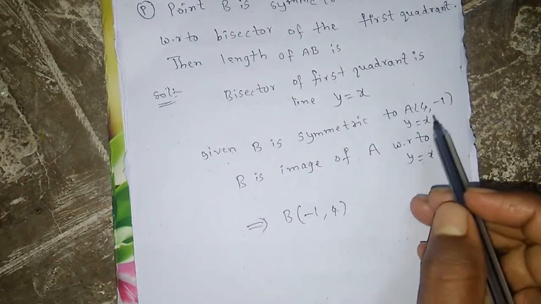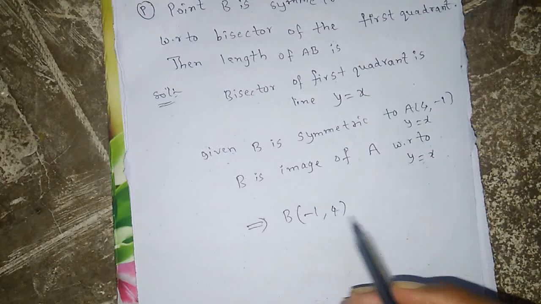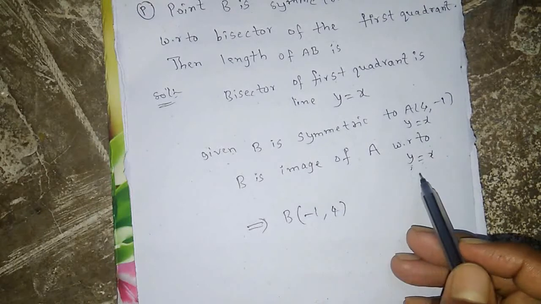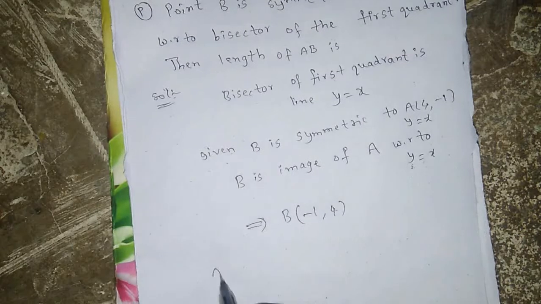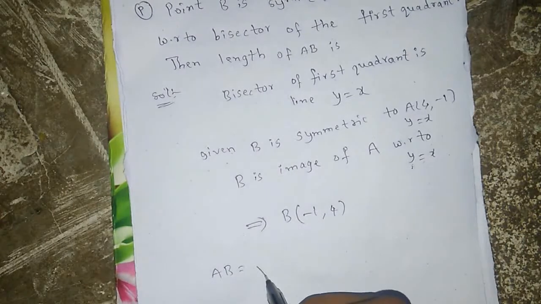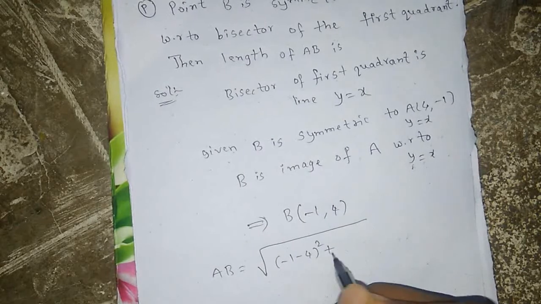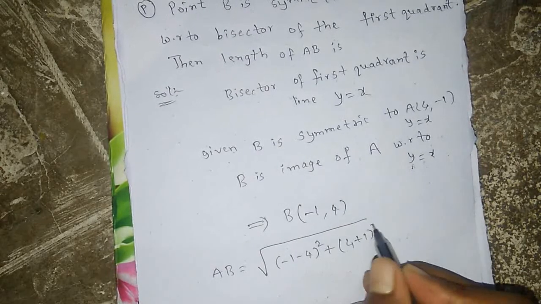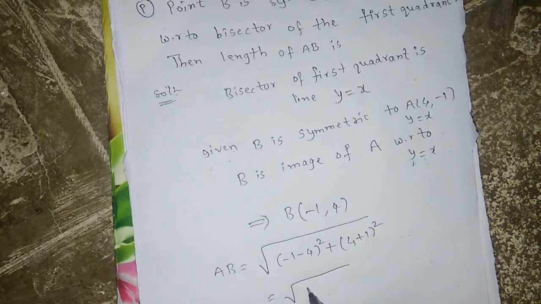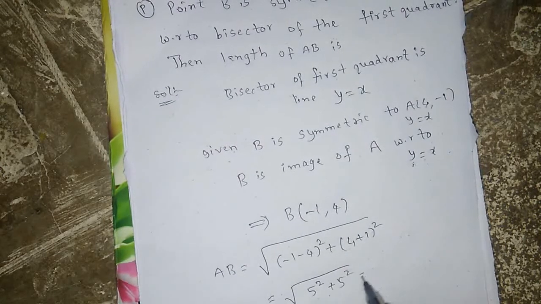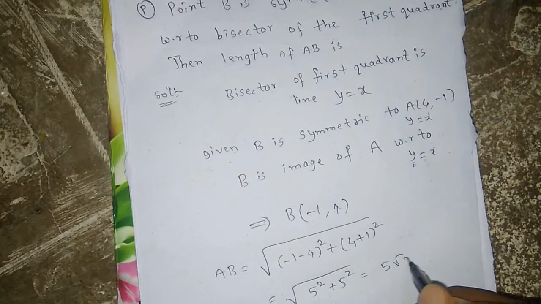Okay, since A is (4, minus 1), B is (minus 1, 4) with respect to line y is equal to x. Now AB is equal to root of (minus 1 minus 4) whole square plus (4 plus 1) whole square, that is 5 square plus 5 square, that is equal to 5 root 2.